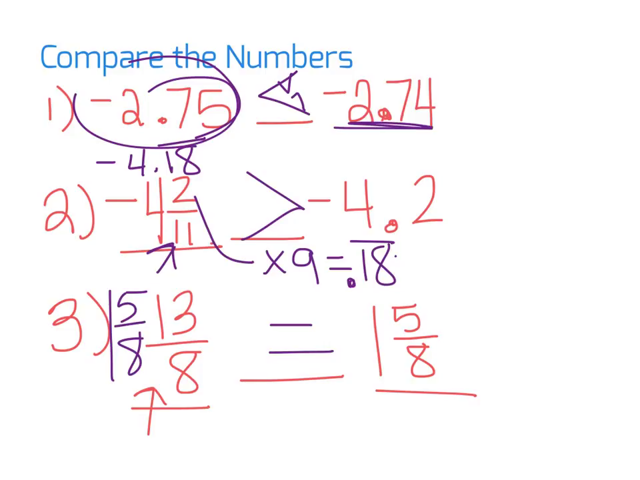So I know that 0.18 is smaller than negative 4.2. So then that's the one that's going to get eaten because it's a negative number. And then the last one, I went ahead and took my own advice and I turned it into a mixed fraction, and I got that those were equal.